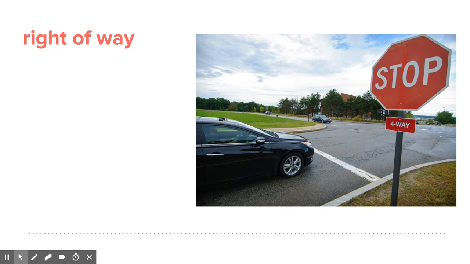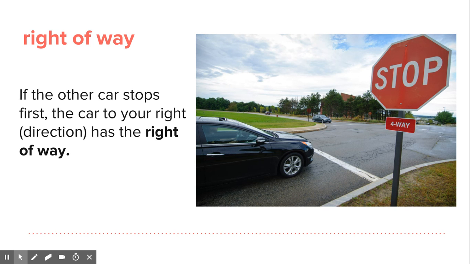Good practice. Another example. Here's a four-way stop. And here's the rule. If the other car stops first, the car to your right has the right of way. So your right direction, like your right hand, not right as in correct, but right as in this side, this direction. So a four-way stop. If this car stops first, this car will go. If this car stops first, this car will go.